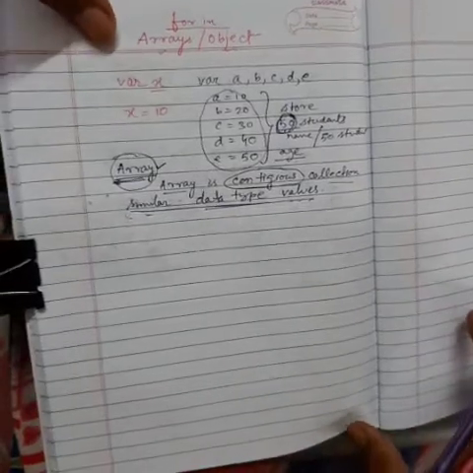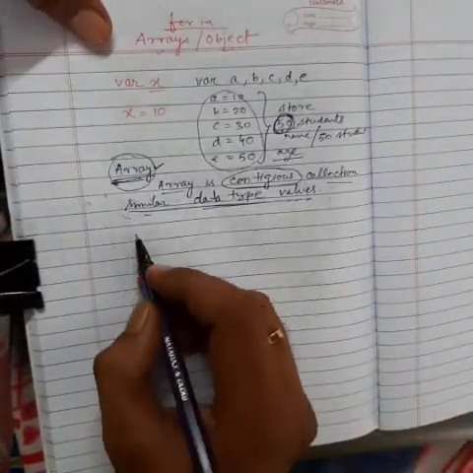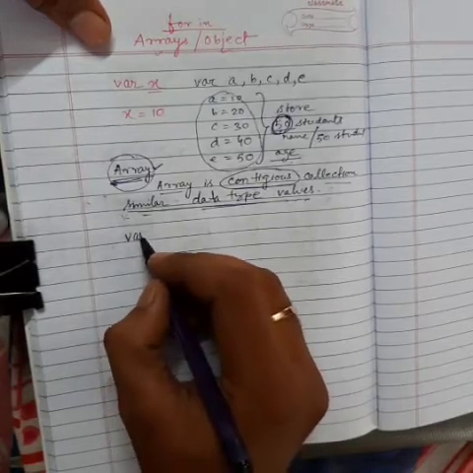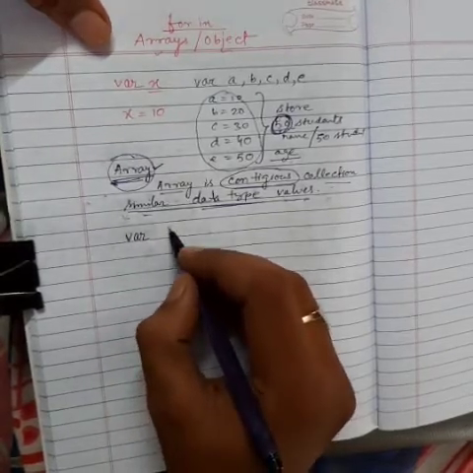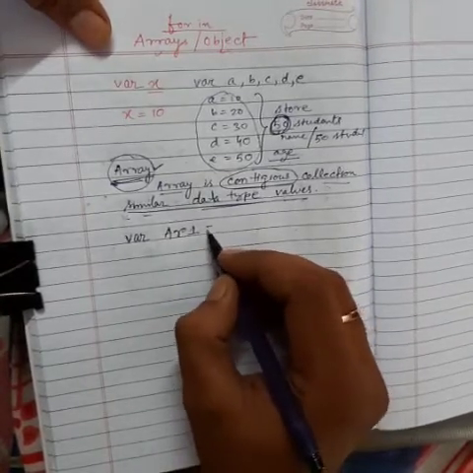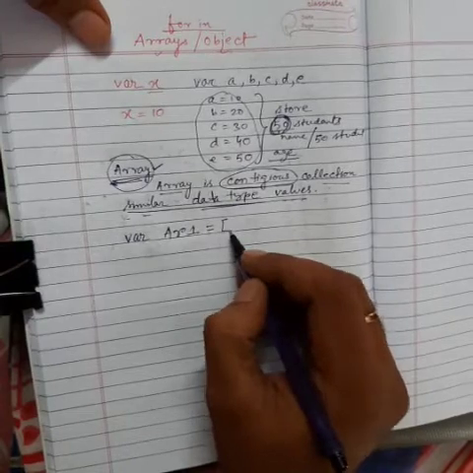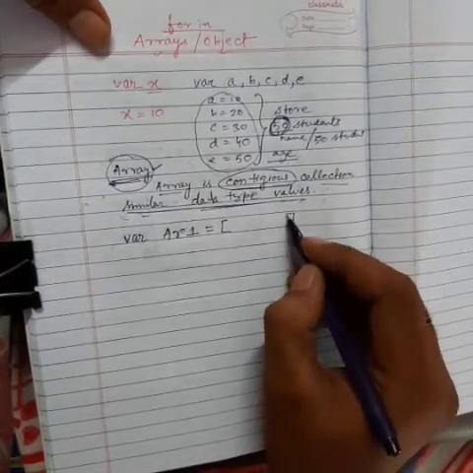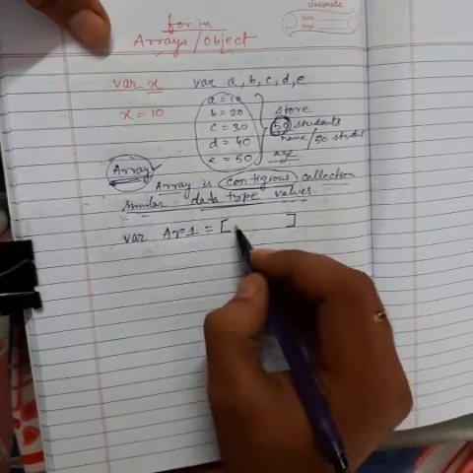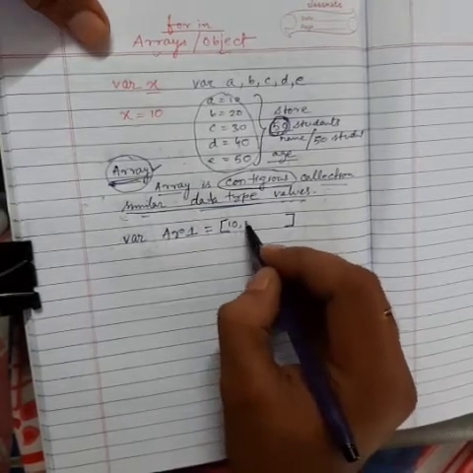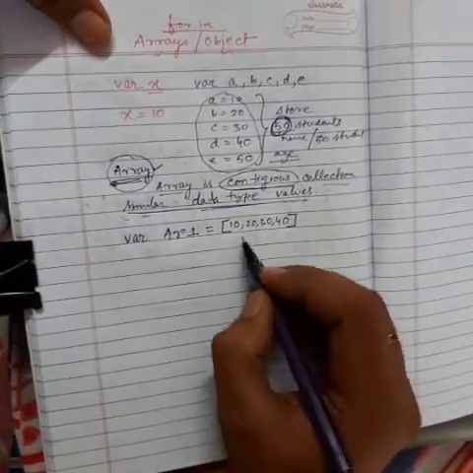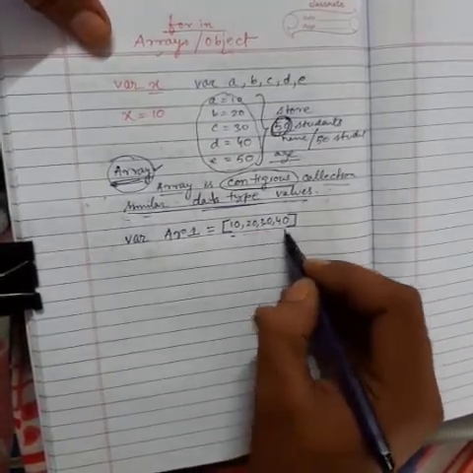So let me draw one representation of an array. How can we declare an array? If we take one array AR or AR1 equal to, then within a box bracket, or you can say third bracket, the array values are stored, and these values are separated by comma: 10, 20, 30, 40, in this way. So here I have stored 4 different values.